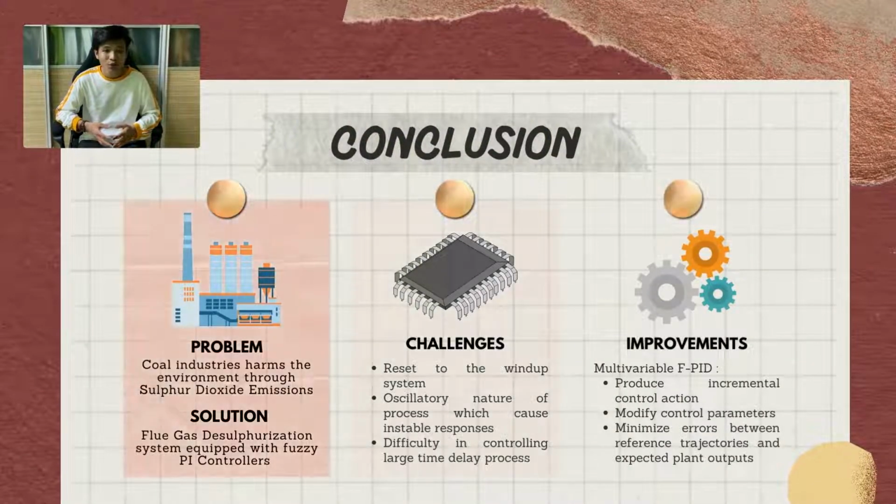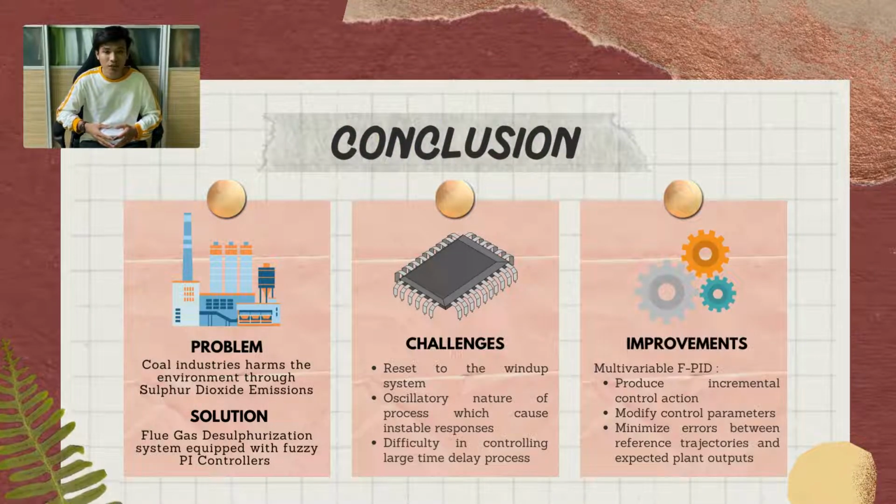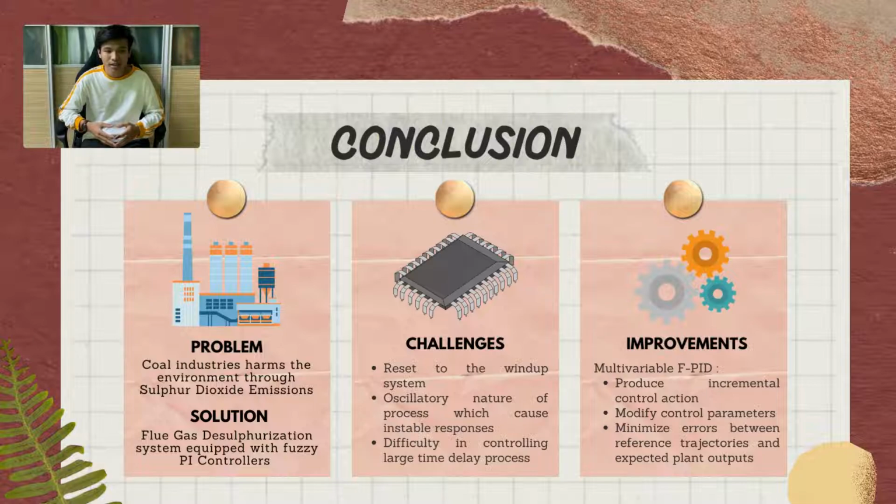To conclude, coal industries have been harming the environment through sulfur dioxide gas emissions. To mitigate the situation, a flue gas desulfurization system equipped with fuzzy PI controllers is proposed, in which the hydrogen peroxide flow rate is manipulated towards the desired outcome.